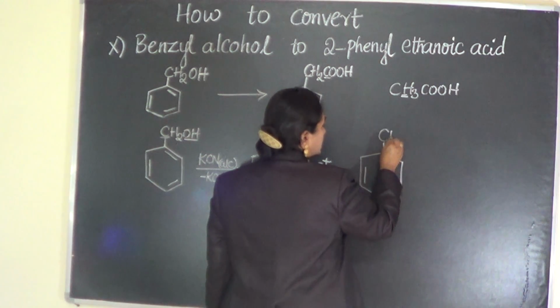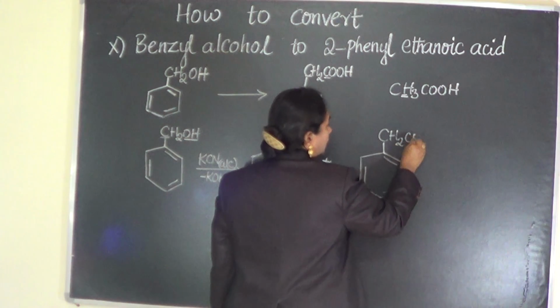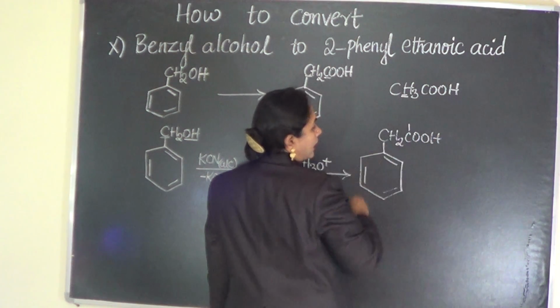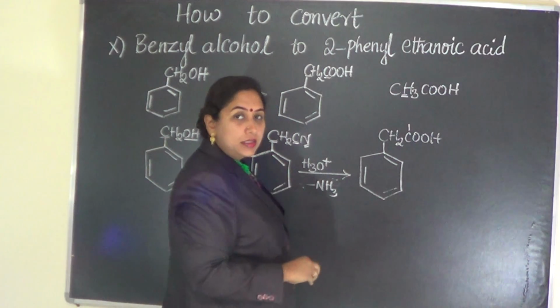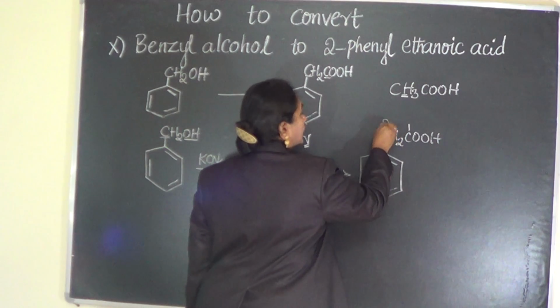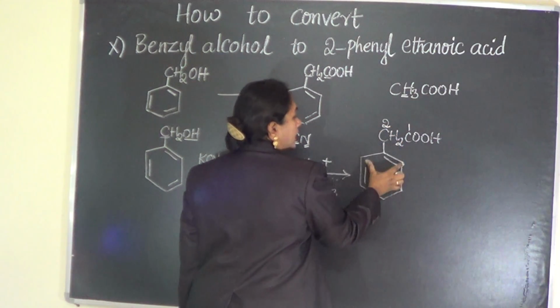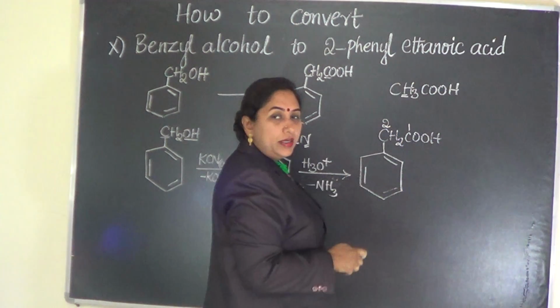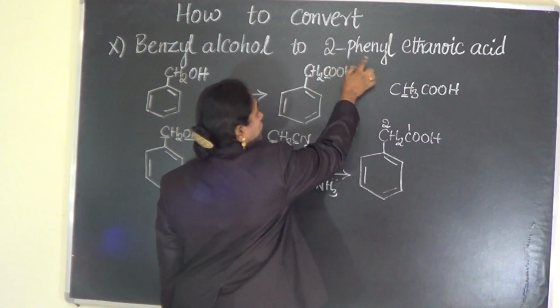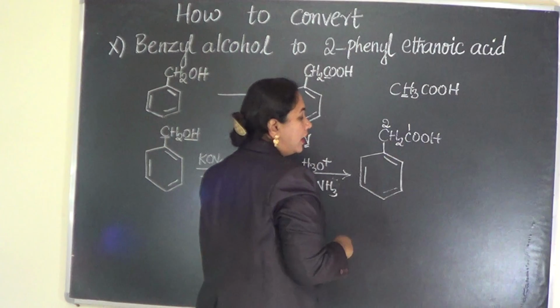There goes CH2COOH. So this would be the first carbon atom because it's a carboxylic acid group which has to be given the top priority. So this becomes the second carbon atom. To the second carbon atom C6H5 is attached, that is phenyl. Therefore the name of this compound is 2-phenyl ethanoic acid.